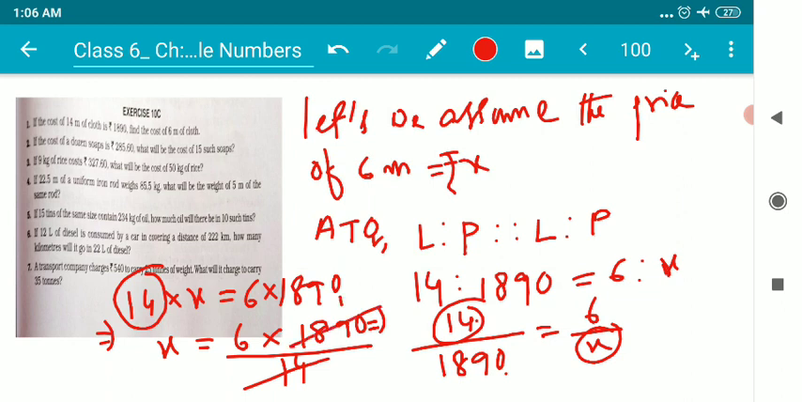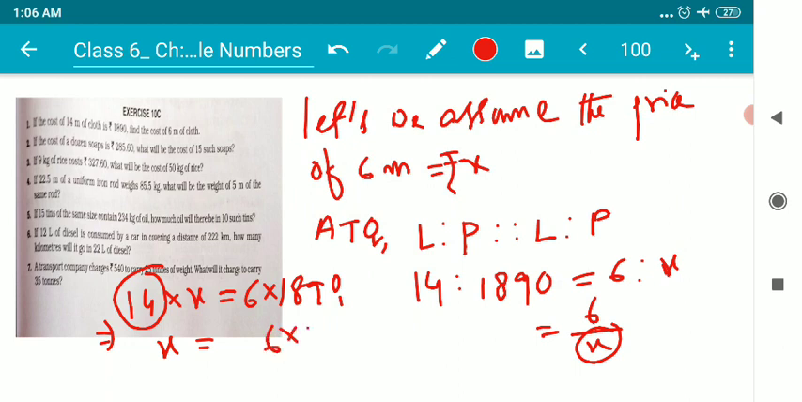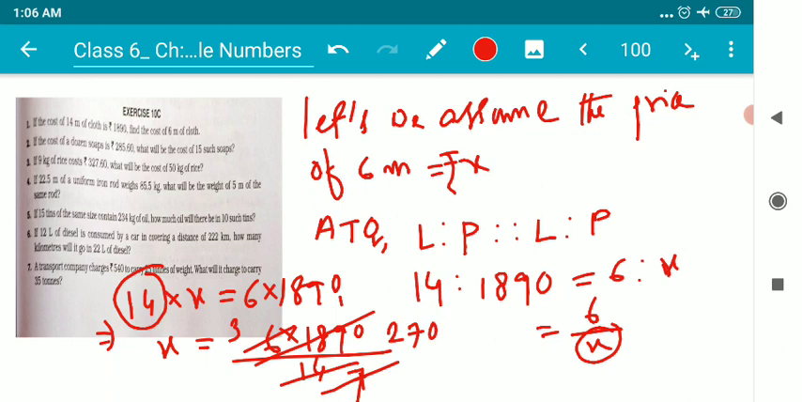Now this 14 will be cancelled with this one. Simple calculation can be done over here. As I got no space, I'm clearing this space a bit. 6 into 1890 by 14: 7 cancelling, 7 2s are 14, 7 7s are 49, 270. So 3 into 270 is again 810, children.